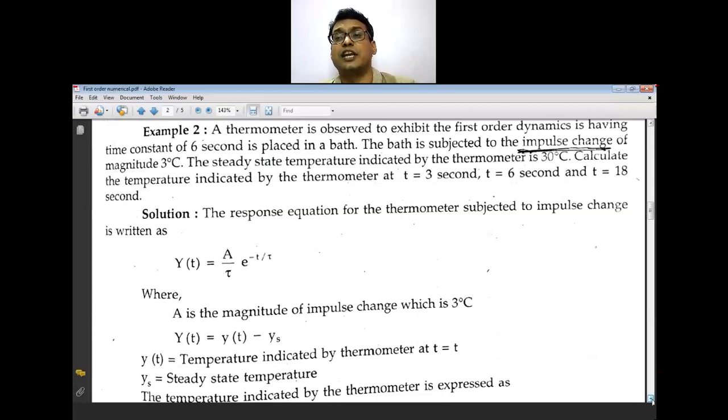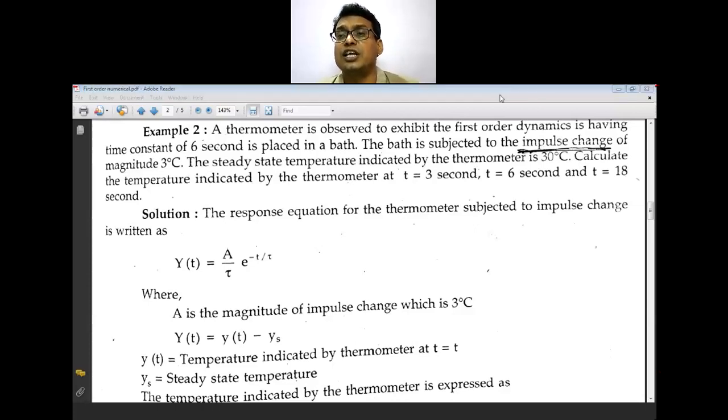Now the second example is related to the impulse change. Same thermometer example. A thermometer is observed to exhibit first order dynamics, having a time constant of 6 seconds, and is placed in a bath. The bath is subjected to an impulse change of magnitude 3 degrees Celsius. The steady state temperature indicated by the thermometer is initially 30 degrees Celsius. Calculate the temperature indicated by the thermometer at t equal to 3, t equal to 6 and t equal to 18 seconds.